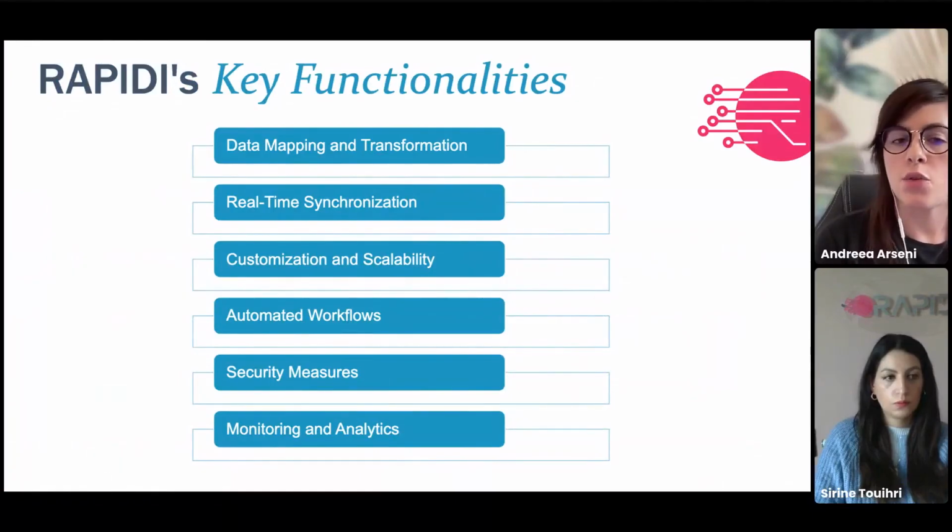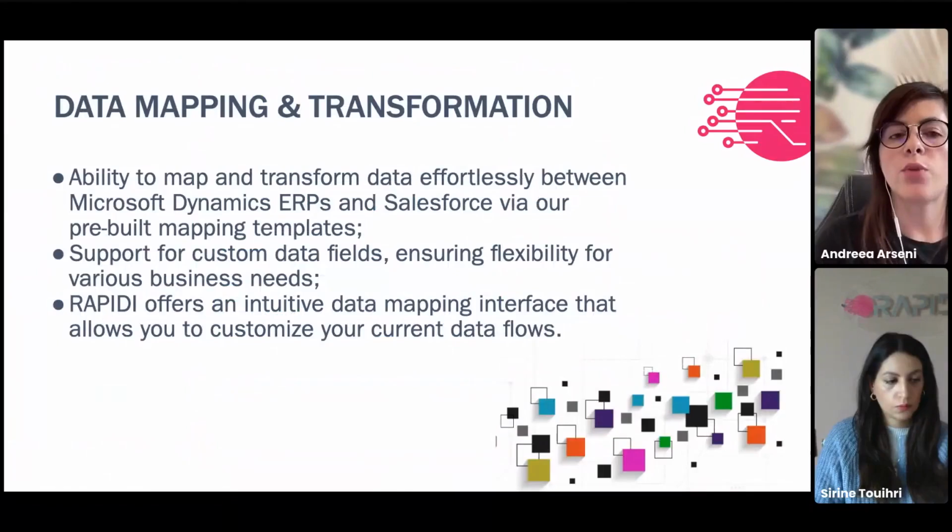So here we have a few things on the list. We have data mapping and transformation. We have real-time synchronization, customization, scalability, automated workflows, security measures, and monitoring and analytics. Let's take a look at them one by one. So first one would be data mapping and transformation.